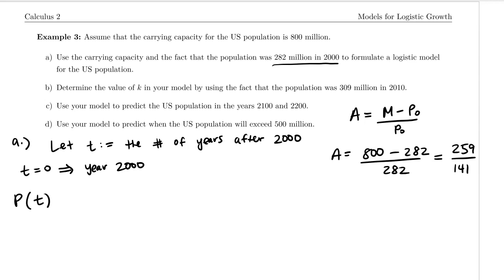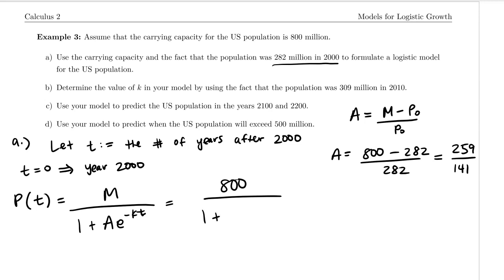So then our population function that's going to model the population of the US will be, the general formula was M, the carrying capacity, over 1 plus A times e to the negative kt. Here our carrying capacity is 800. And we just found our A value to be 259 over 141, times e to the negative kt. So that's our answer for part A.